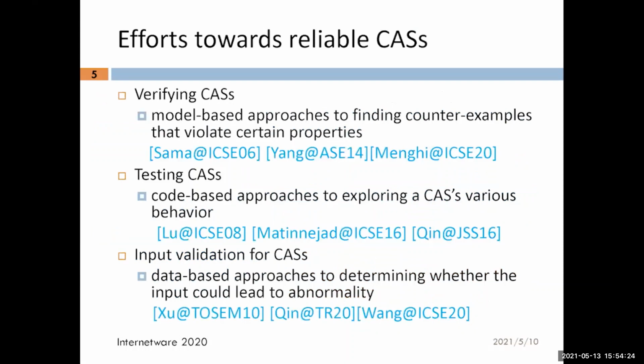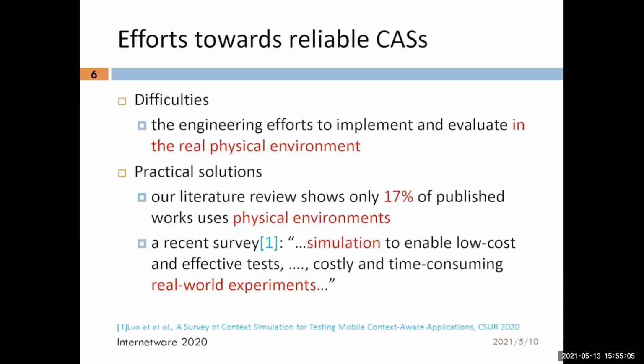Many works have been devoted to making CAS more reliable. For verifying CAS, some model-based approaches were proposed to find counterexamples that violate certain properties. For testing CAS, some code-based approaches were proposed to explore a CAS's various behaviors. And for input validation, there are some data-based approaches to determine whether an input could lead to abnormality. However, one of the main difficulties towards reliable CAS is that it requires engineering effort to implement and evaluate approaches in the real physical environment.